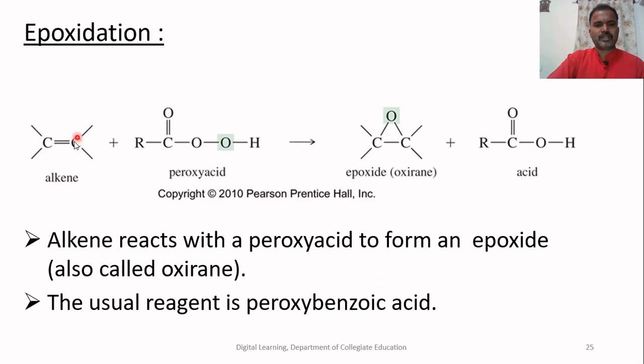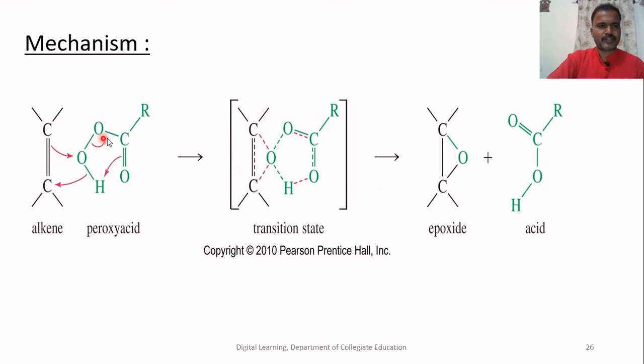Then how does the conversion take place? Have a look at the mechanism. The double bond of this alkene is our nucleophile, which attacks the electrophilic oxygen of the peroxy acid and the weak oxygen-oxygen bond breaks up to form a new carbonyl group. See, you just observe this. The double bond will attack the more electrophilic oxygen of the peroxy acid, and this weak bond between the oxygen and oxygen breaks up to give a new carbonyl group.